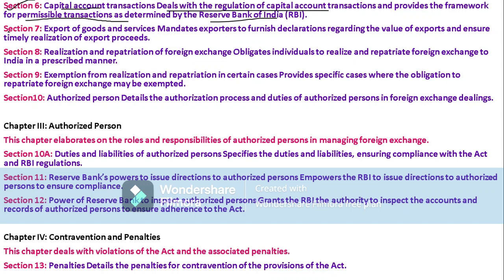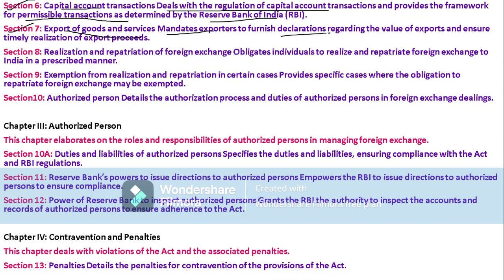If we see section 7, section 7 means export of goods and services. Export of goods and services mandates exporters to furnish declarations regarding the value of exports and ensures timely realization of export proceeds. Export means we are selling our product to other countries. In such a case the exporter has to give a declaration form. Here it is mandatory. Without the declaration form, the exporter cannot export his goods and services. So it is mandatory for the exporter to furnish the declaration form.